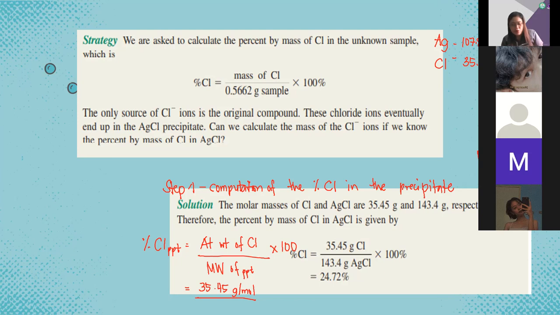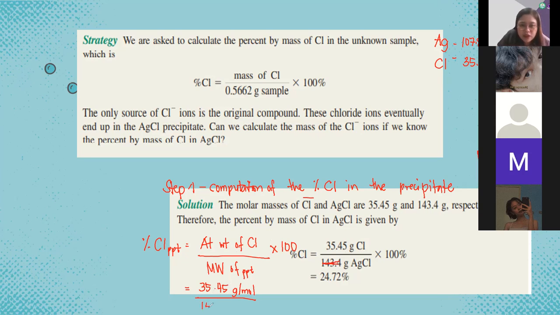Kasi I'm not really sure kung anong ginamit nila here. 35.45. Yeah, 143.42. May hindi sila ni round off dito, I think. 107.87, 35.45. Nevertheless, let's just have 143.32 grams per mole. So I think again, hindi sila nag-round off here for the silver, kaya 143.4 ang ginamit nila. But for the sake class na uniform tayo ha, since gumamit na tayo ng 2 decimal places for the chloride na atomic weight, gagamitin na rin natin siya sa silver.